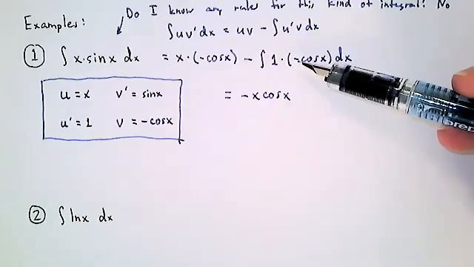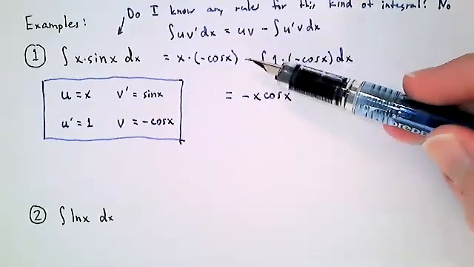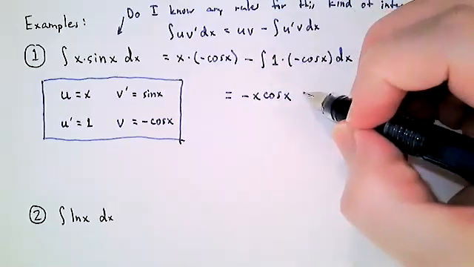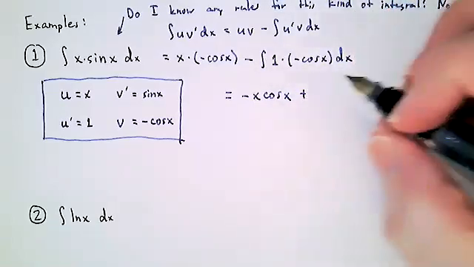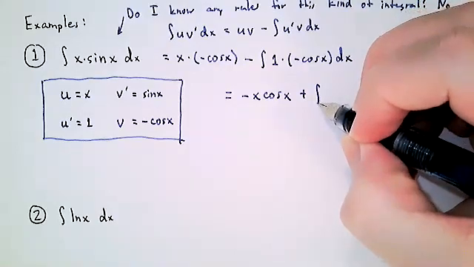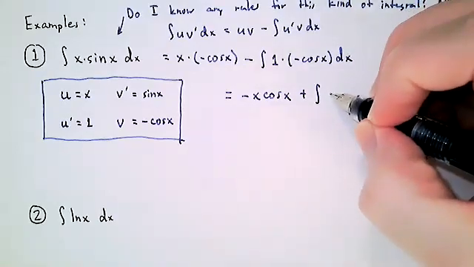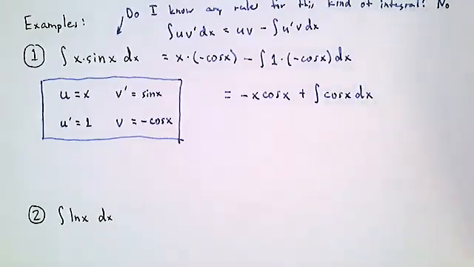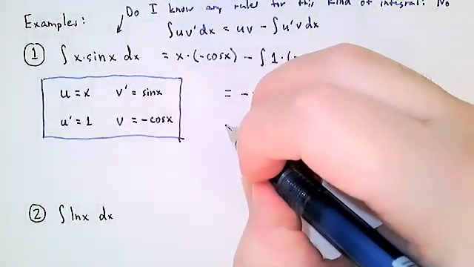So what we could do is pull this minus sign to the front, pull it to the outside, and 2 minus signs give us a plus sign. And then the only thing left inside of the integral is now cosine.